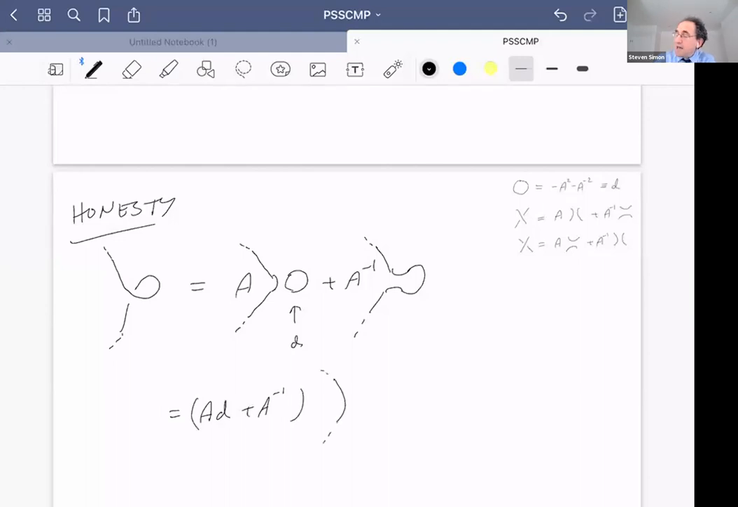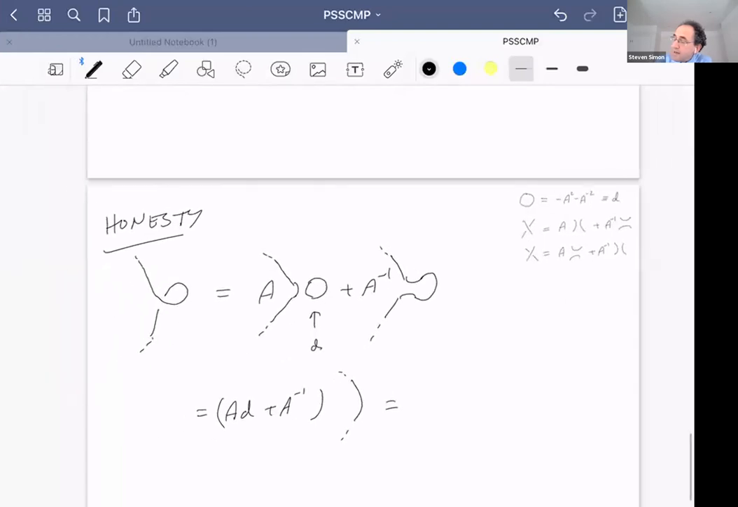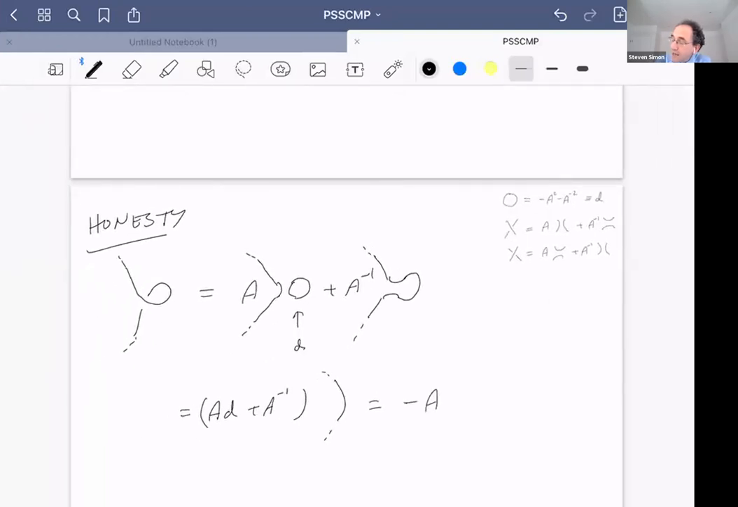like this. And this combination, AD plus A inverse, with just a little bit of algebra is equal to minus A cubed times the straight line that goes off to the left.